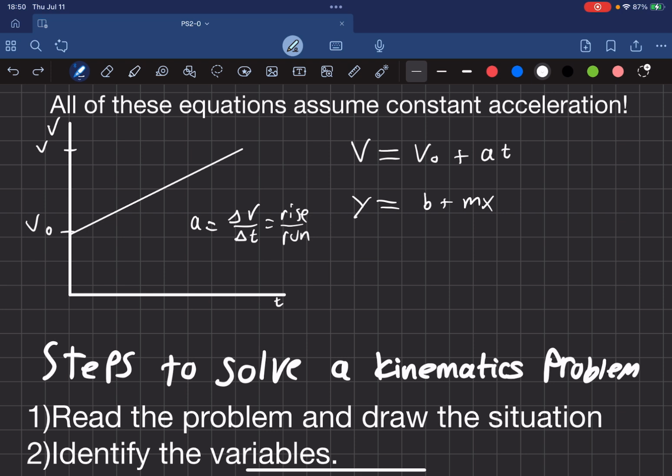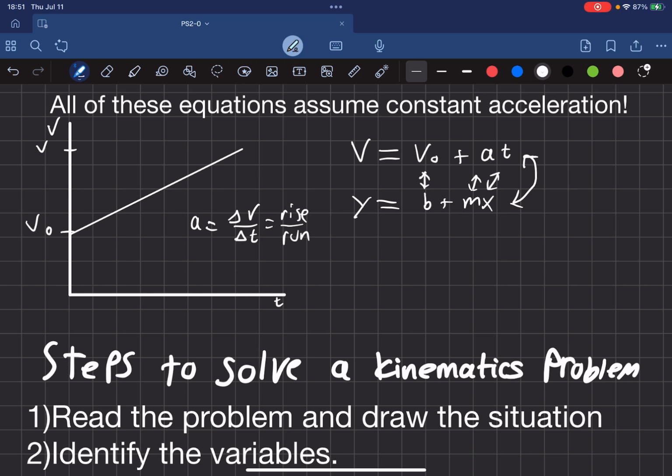What's interesting about this is it should look very similar to an equation that you've already worked with in your algebra class. y equals mx plus b. Here I wrote it as y equals b plus mx, but you should know that that is the same. The reason I did that is because these variables, initial velocity, acceleration, and time, have an analogous representation in y equals mx plus b.